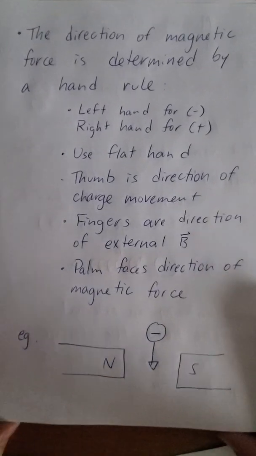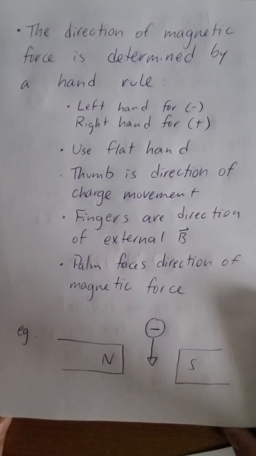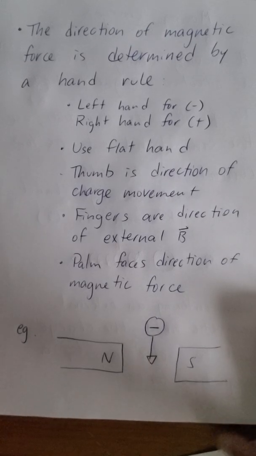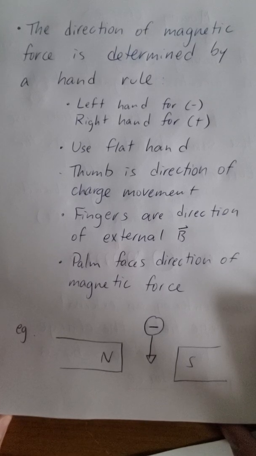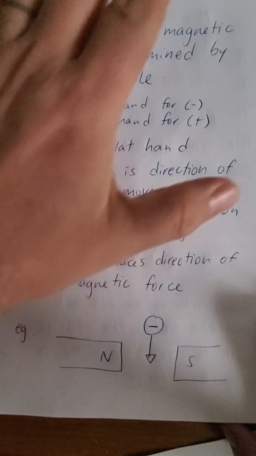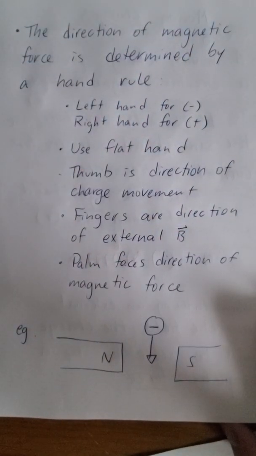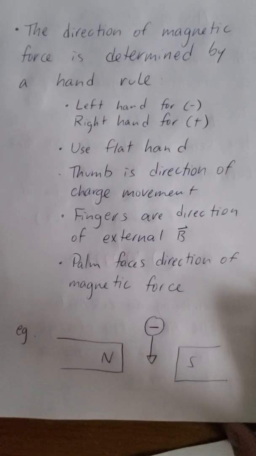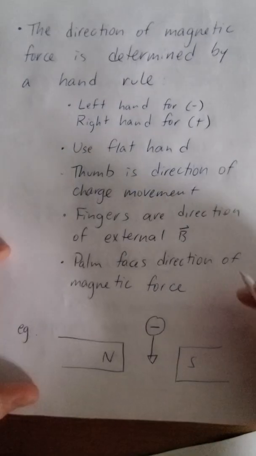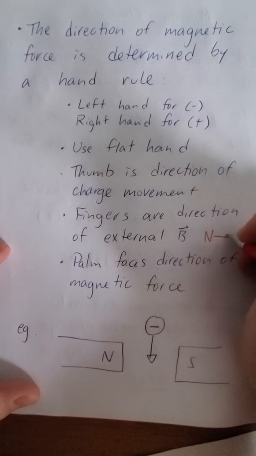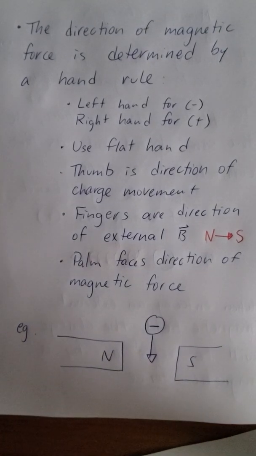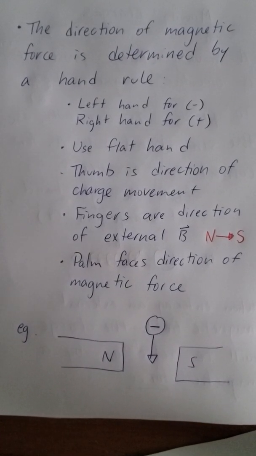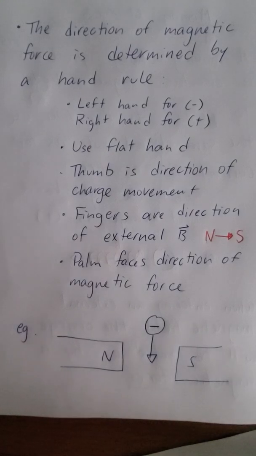The direction of the magnetic force on a moving charge is determined by this hand rule. As always, use your left hand when considering negative charges and your right hand for positive charges. You use a flat hand. The thumb is the direction the charge is moving in. Your fingers are the direction of the external magnetic field. So just a reminder, that's away from north towards south. Then your palm will face in the direction of the magnetic force.